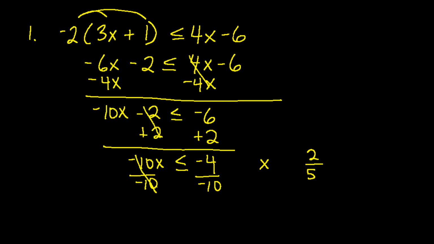We need to keep in mind that when we divide both sides by a negative, the direction of this inequality will change. So the answer is x is greater than or equal to 2/5.